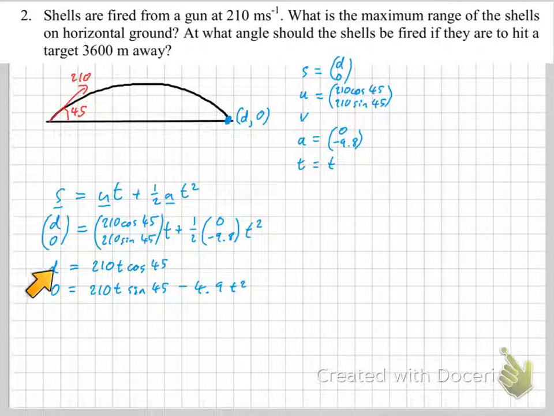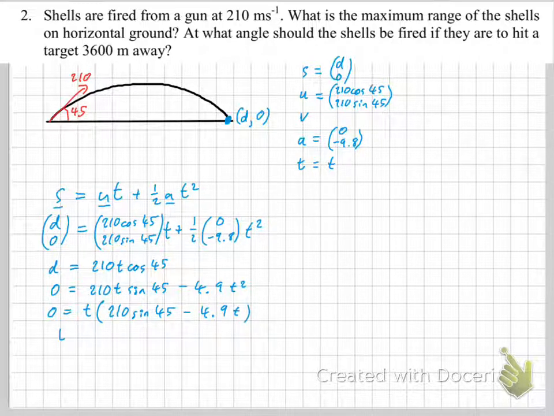Okay, now this equation's got 2 unknowns in it, d and t. This equation's got 1 unknown in it. So factorise it. And we've got t is 0, which we already knew was a solution for having 0 height. That's where it starts. But there's the secondary solution. If you solve this whole bracket here equal to 0, stick it in your calculator, you get 30.3 seconds.